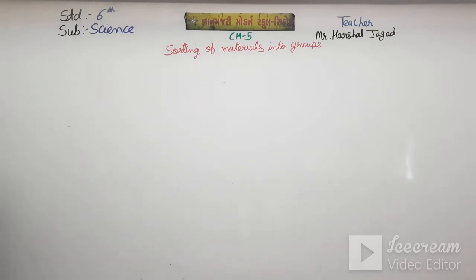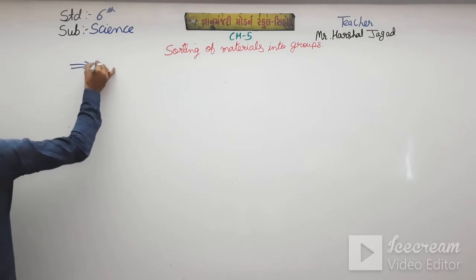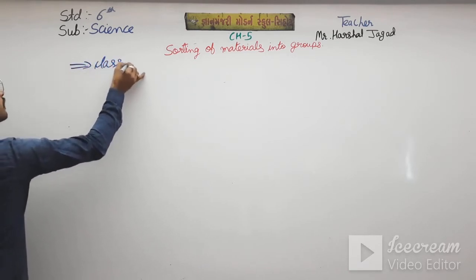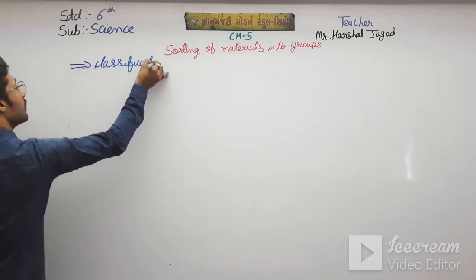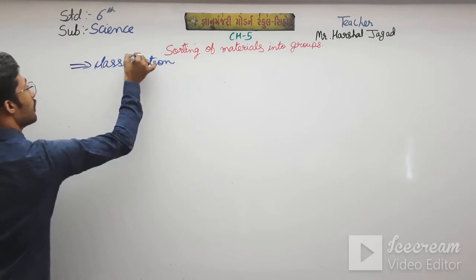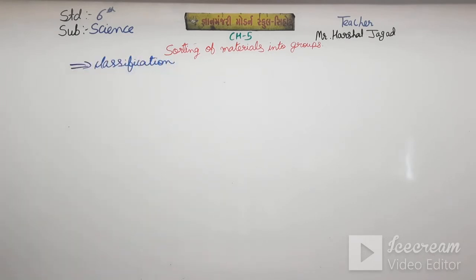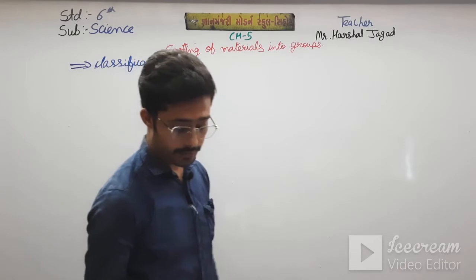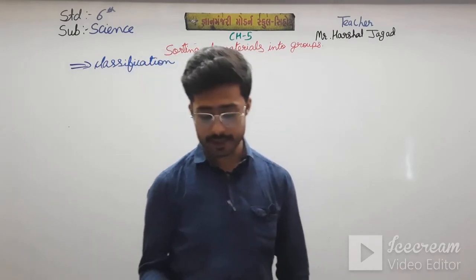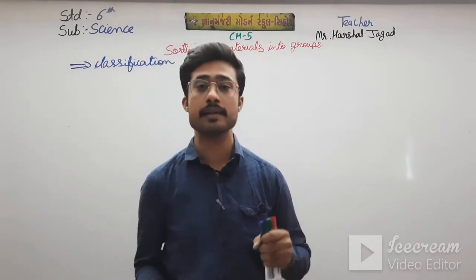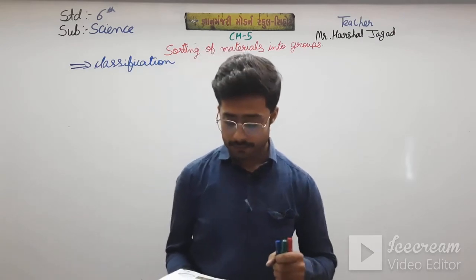So first of all, the first topic of this chapter, that is classification. Classification. See here I am just reading what is classification. First of all, the process of grouping things on the basis of their similarities and dissimilarities is known as classification.